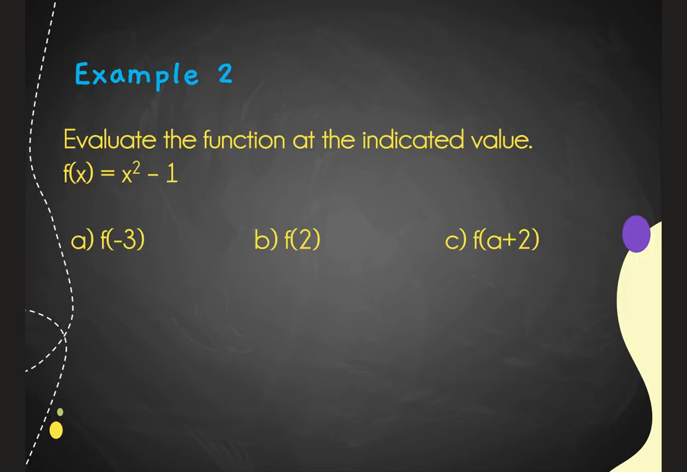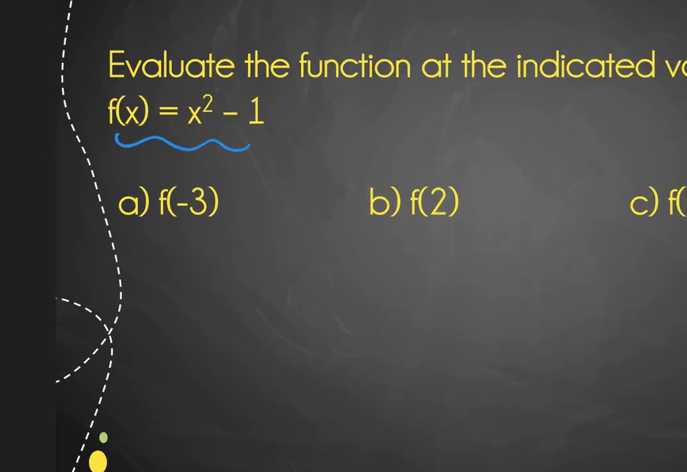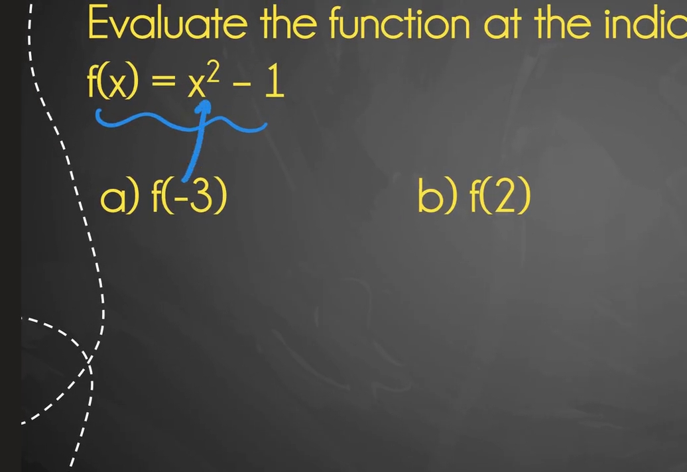So it says evaluate the function at the indicated value. And this time it's going to give you an f of x. This time f of x is x squared minus 1. And A says find f of -3. So that -3 goes inside the x in parentheses. So it's -3 squared minus 1. Why is it important that you put it inside the parentheses? Because of the negative. What's the difference between this and this?